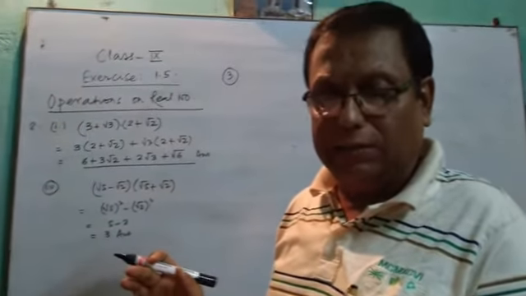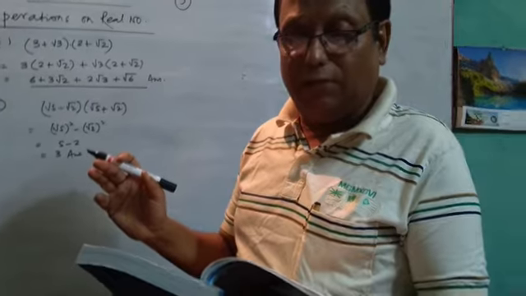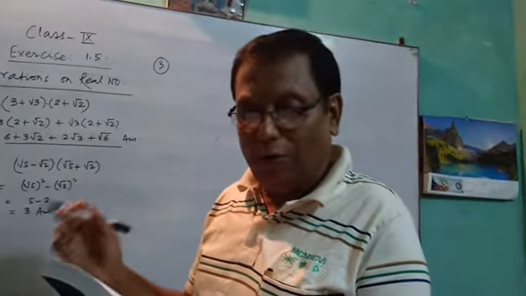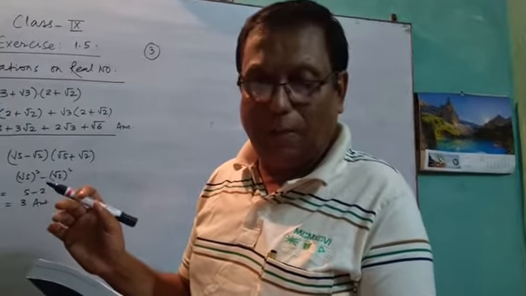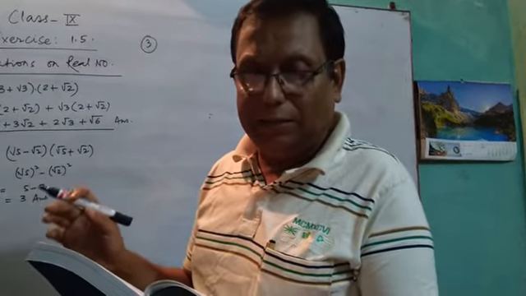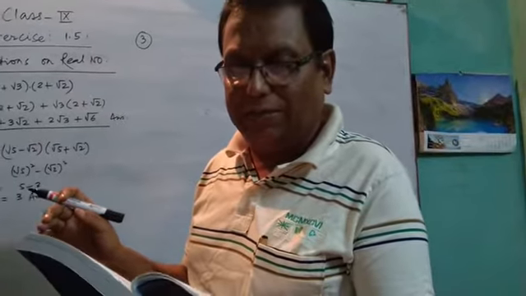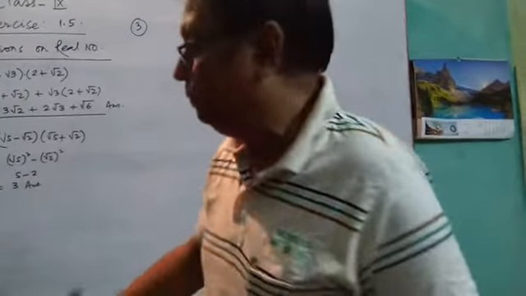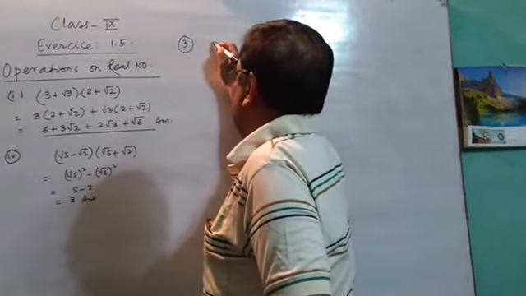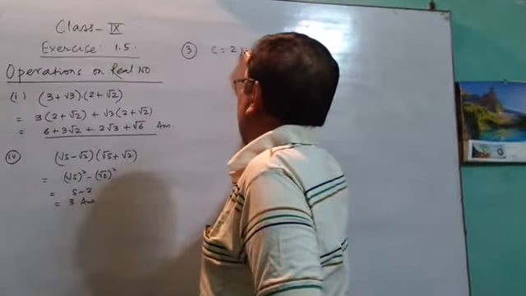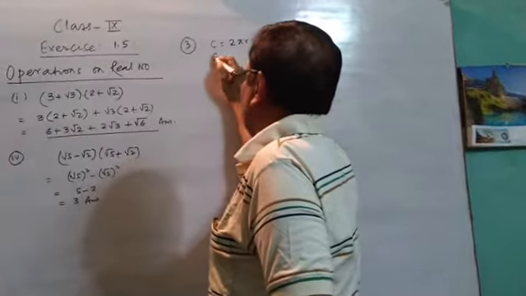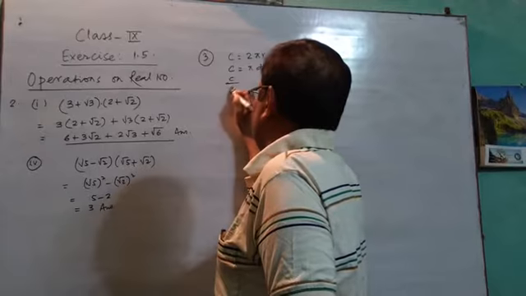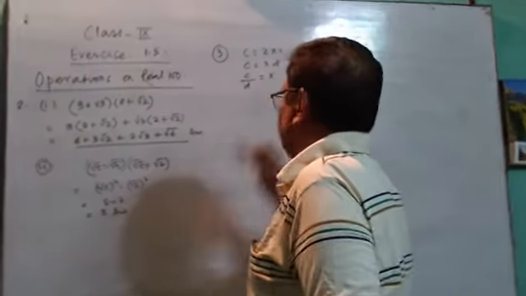Recall, pi is defined as the ratio of the circumference C of a circle to its diameter d, that is, pi equals C by d. It seems to contradict the fact that pi is irrational. How will you resolve this contradiction? We know that the circumference of a circle is given as 2 pi r, we have seen. Or circumference is given as pi d. Or we can say C by d is equal to pi.